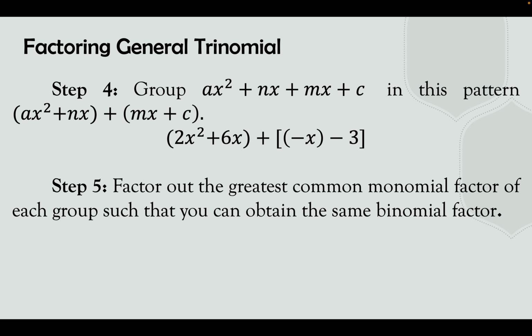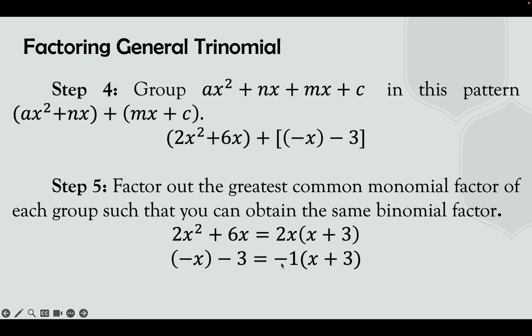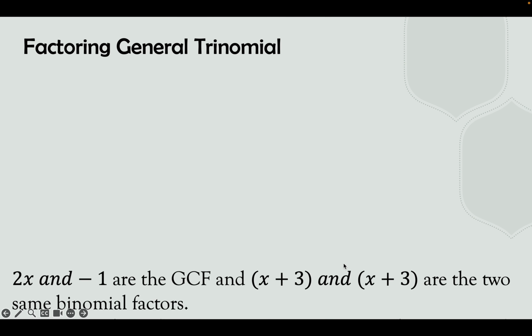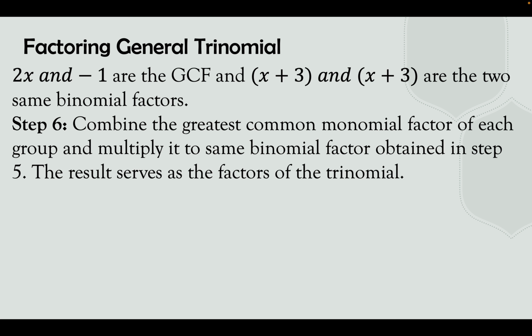So factor out the greatest common monomial factor of each group such that you can obtain the same binomial factor. So for 2x squared plus 6x, your GCMF is 2x and your other factor is x plus 3. And for negative x minus 3, your GCMF is negative 1 and your other factor is x plus 3. Now, since 2x and negative 1 are the GCMF and x plus 3 and x plus 3 are the same binomial factor, let's proceed to step number 6.